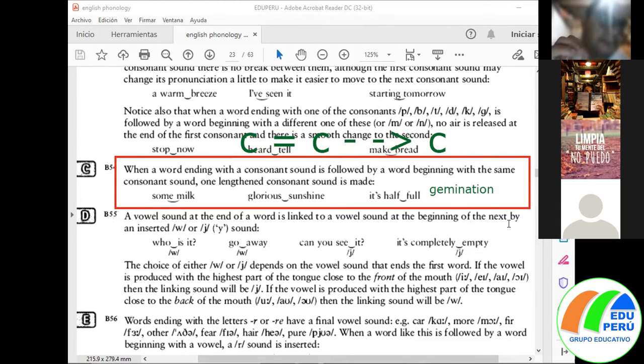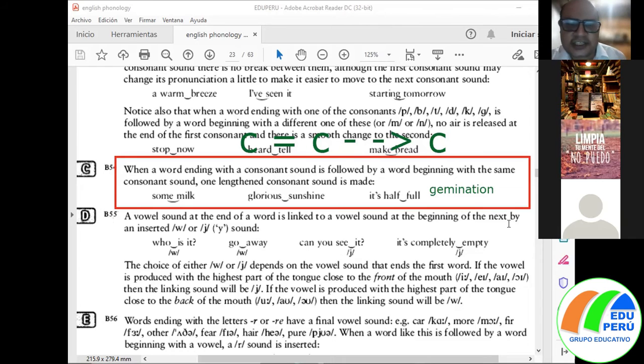For example, some milk. Remember, sounds, not letters. Some: you don't pronounce the letter e. It finishes in the sound m and the next word starts with the same consonant sound. Some milk. The other one, glorious sunshine: glorious finishes in the sound s, sunshine starts with the sound s. So you just say one s: glorious sunshine. No two s, just one s.